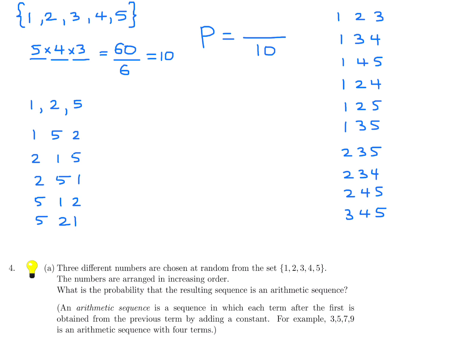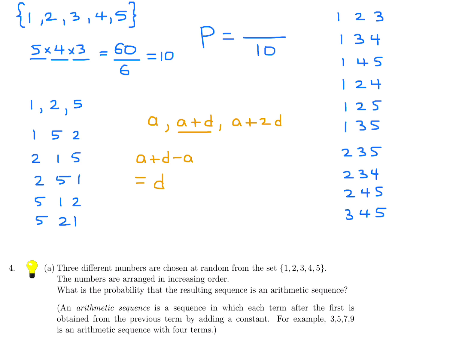Okay. Well, an arithmetic sequence basically means it's of the form like this: A, A plus D, A plus 2D, and so on, A plus 3D, A plus 4D. So that means that if you were to take the second term and subtract from it the first term, A plus D minus A, you just get D.